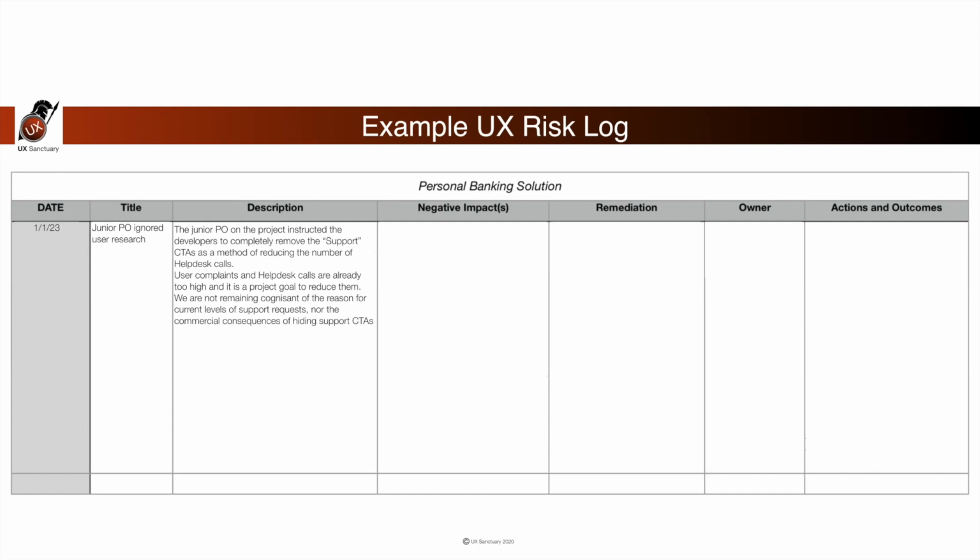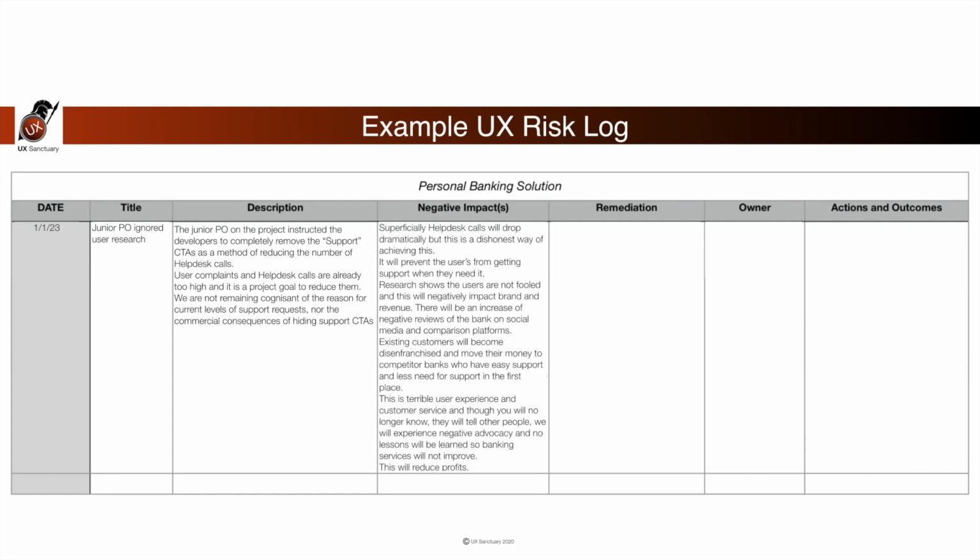When presented to the decision maker on the project, so the owner, it should be as clear and compelling as possible. Focus on loss aversion first, and then positive impacts for the project and for them of avoiding these issues. In this case, the negative impacts that I highlighted were: superficially, help desk calls will drop dramatically, but this is a dishonest way of achieving this. It will prevent the users from getting support when they need it. Research shows the users are not fooled, and this will negatively impact brand and revenue. There will be an increase of negative reviews of the bank on social media and comparison platforms.